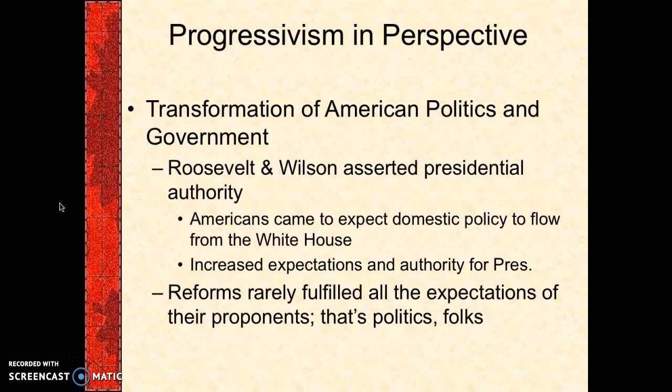Moving on, we've got the transformation of American politics and government. Roosevelt and Wilson are both going to assert presidential authority, and Americans are going to come to expect domestic policy directives and a lot more authority to come from the White House. The president is not a figurehead. The president is somebody who can shine a national spotlight on issues that we need to solve, and can also recommend specific legislation that we need to focus on.